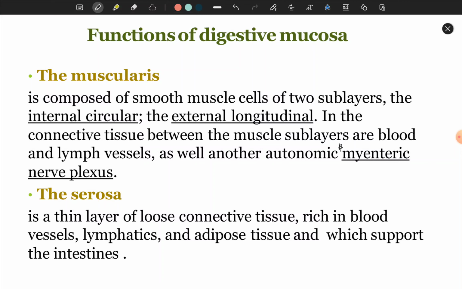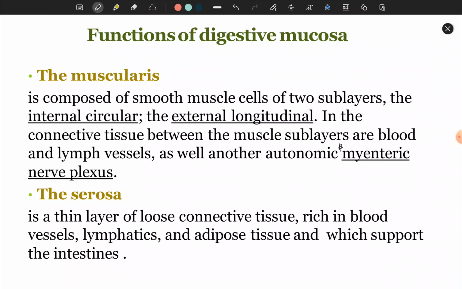By the way, the adventitia in some textbooks is referred to as a dense irregular type, and in some reference books as the loose type. It depends on the location. In some parts of the tract it is dense irregular, and in other parts it is the loose one. So it is different. In general, it's a connective tissue type.